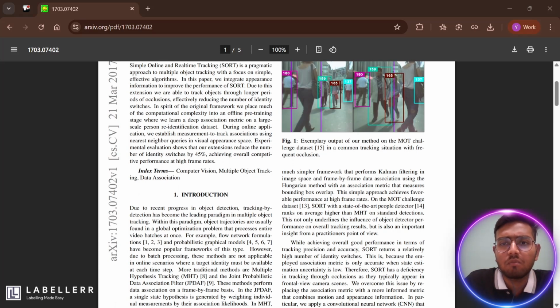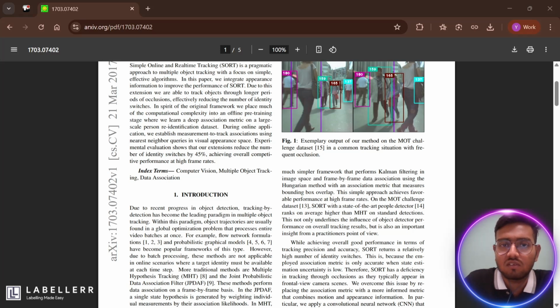They came up with a brilliant idea. Why don't we teach the system to remember what objects look like? This is where the Deep in DeepSORT comes from. They use deep learning to give the tracking system a visual memory. Their approach combined two types of information.